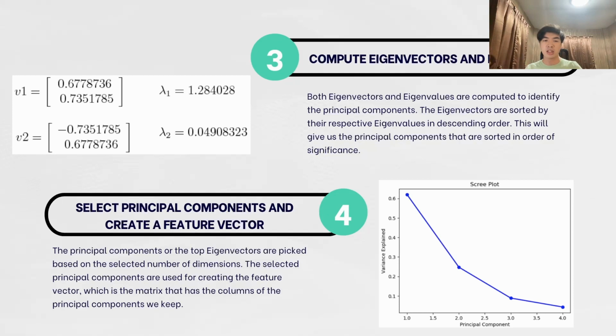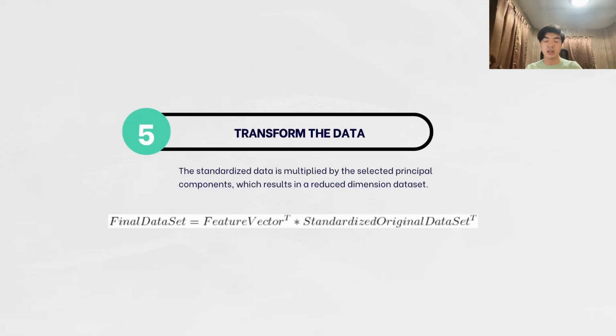Fourth, select principal components and create a feature vector. The principal components, or the top eigenvectors, are picked based on the selected number of dimensions. The selected principal components are used for creating the feature vector, which is the matrix that has the columns of the principal components we keep. And lastly, transform the data. After we get the standardized data and the feature vector, they are multiplied, which results in a reduced dimension dataset.